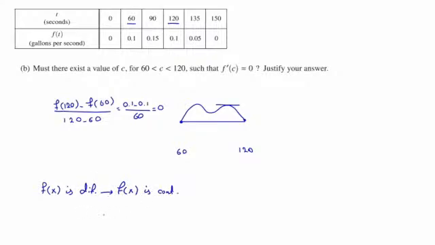And by using the Mean Value Theorem, or MVT, we conclude what? There exists c, where c is strictly greater than 60 and strictly less than 120, and f prime of c equals 0. We can say this tangent line is parallel to this, and it is our c. So f prime of c equals 0. Okay? So we proved part B.